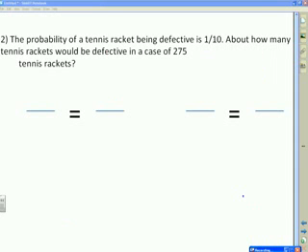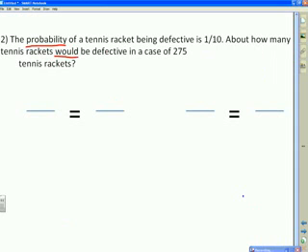All right, let's go ahead and go to the second problem, and let's read what it is. The probability of a tennis racket being defective is 1 out of 10. About how many tennis rackets would be defective in a case of 275 tennis rackets? All right. The key words. Obviously, they tell you it's a probability problem. And then they throw in the word would.